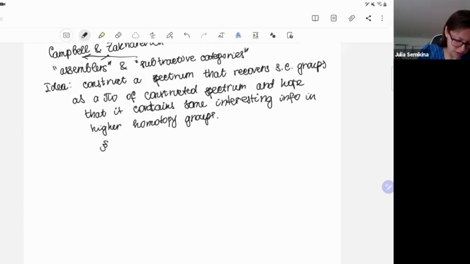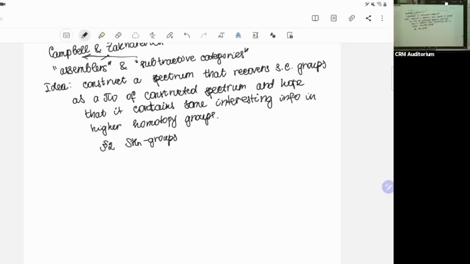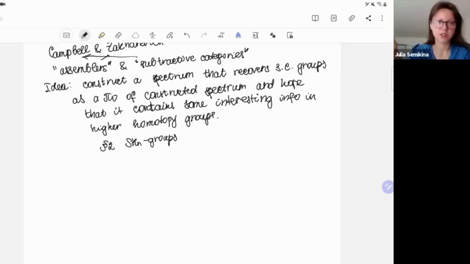So part 2, SKN groups, and this is what we are going to study using this machinery. Not exactly to study the groups, but we will construct in the end a spectrum that has these SKN groups as its pi naught. We will use the machinery of Campbell and Zakharevich, and this will be a natural and interesting spectrum to discover. So what are SKN groups?